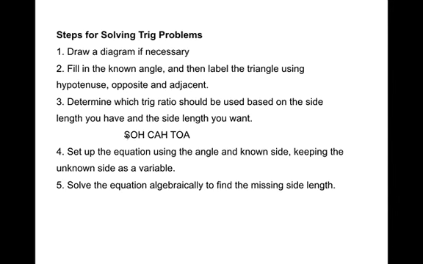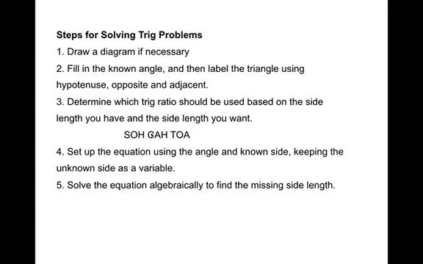Your three trig ratios are sine, cosine, and tangent. With sine, the sine of an angle is equal to the opposite side length divided by the hypotenuse side length. So that's why you see "SOH", right? Sine is opposite divided by hypotenuse.